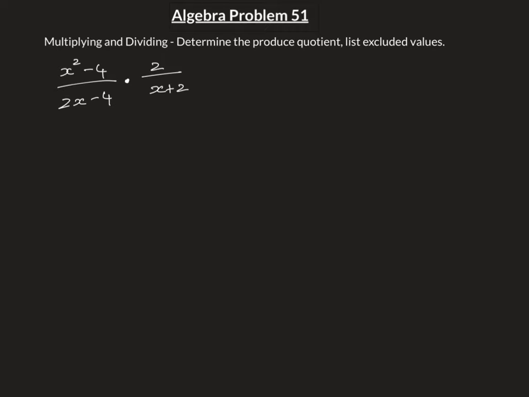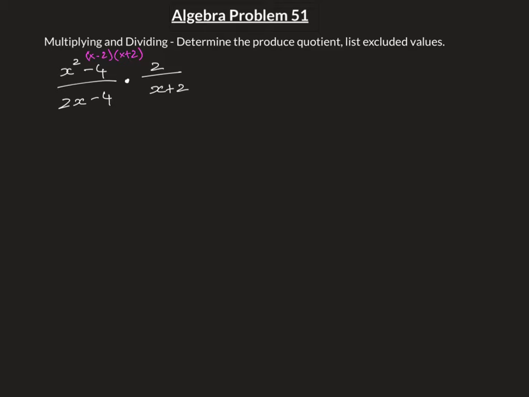And in this case, we're multiplying. And as I said before, the first step is you want to try and factor. So we'll take the numerator of the first fraction. X squared minus 4. Can that be factored? Yes, it can. That'll factor down into x minus 2 times x plus 2. Right, so difference of squares.